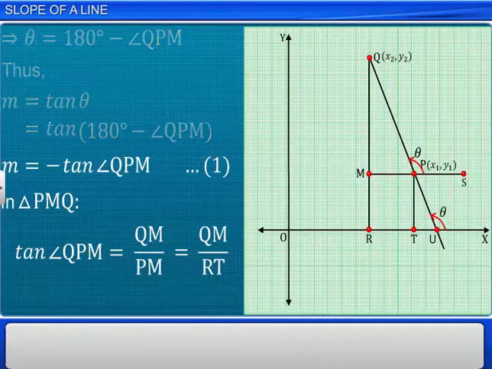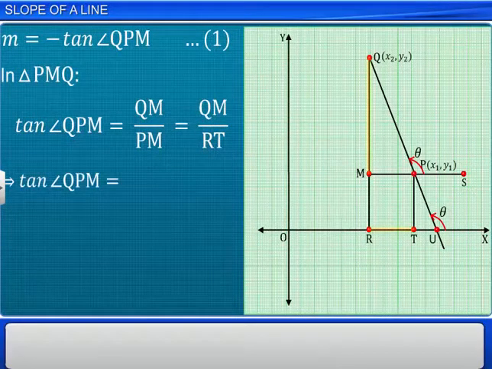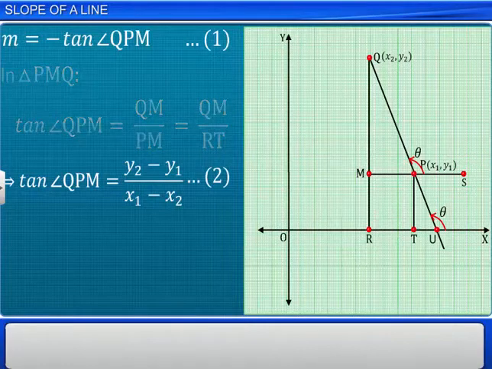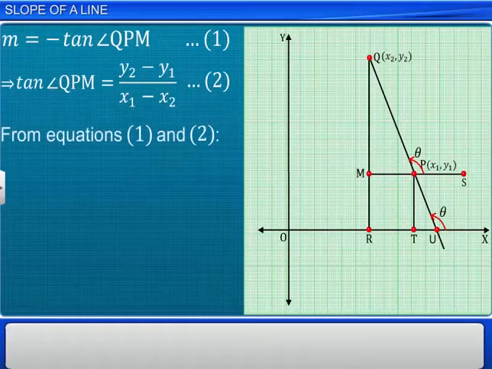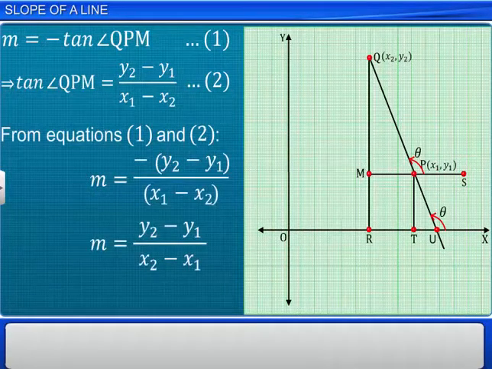Putting the values of QM and RT in terms of the coordinates of P and Q, we get equation 2. From equations 1 and 2, we get slope of the line is equal to y2 minus y1 upon x2 minus x1. Thus we see that whether the angle of inclination is acute or obtuse, the slope of a line passing through two given points is given by the same formula.